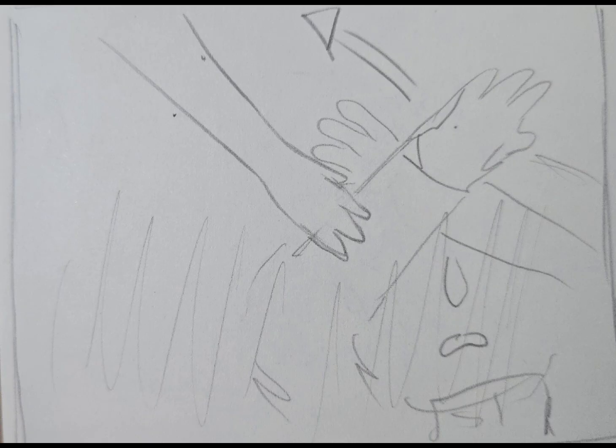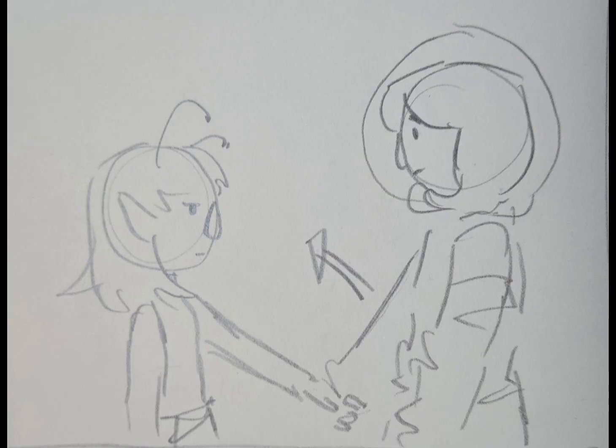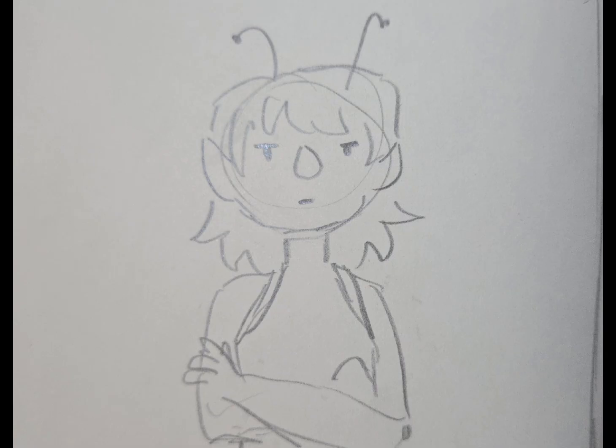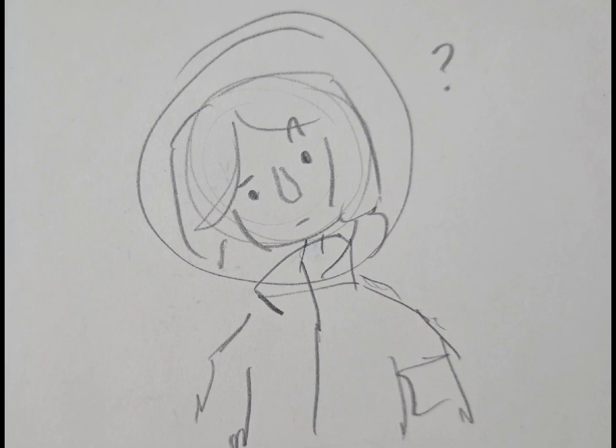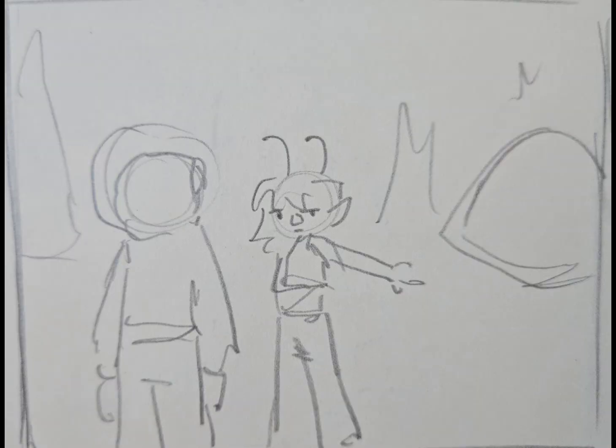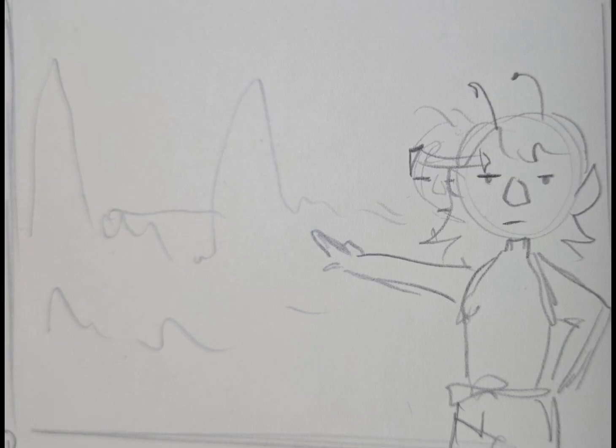Frame 46, Nim reaches for Danielle's hand. Frame 47, Nim helps Danielle up. Frame 48, Nim crosses their arms, an angry expression on their face. Frame 49, Danielle cocks her head to the side since she is confused. Frame 50, Nim points to the dome, still angry. Frame 51, Nim now points to the natural landscape and shakes their head.